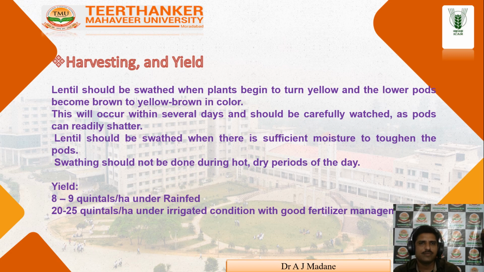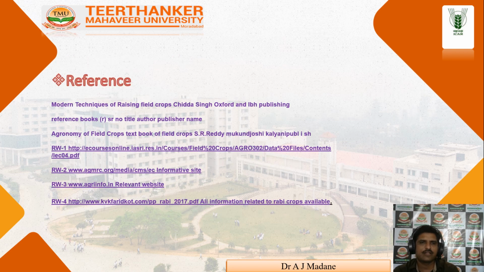Harvesting of lentil should be done when plants begin to turn yellow and the lower parts become brown to yellow brown in color. This will occur in several days. Plants should be carefully handled as the pods get readily shattered. Lentil should be swathed when there is sufficient moisture to prevent pod shattering. Swathing should not be done during the hot and dry periods of the day. Yield is near about 8 to 9 quintals per hectare under rainfed condition. Under irrigated condition, it can be near about 20 to 25 quintals.